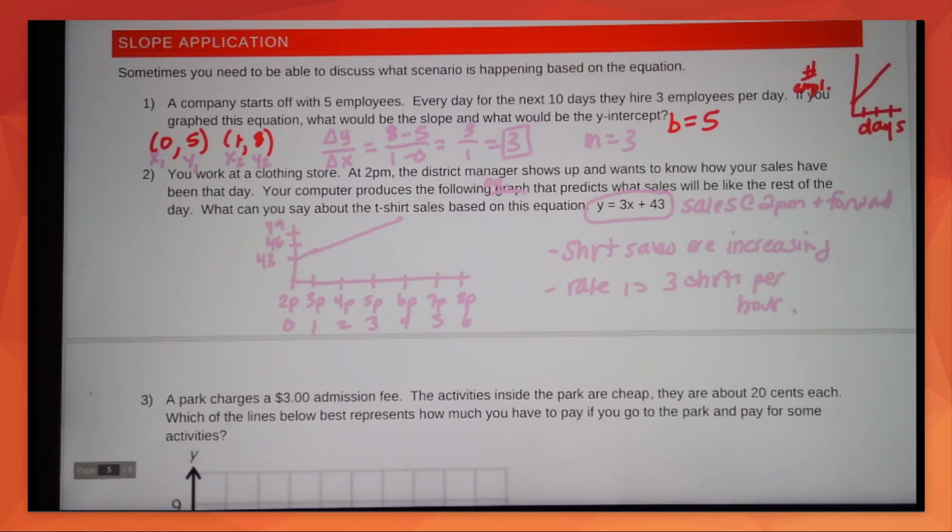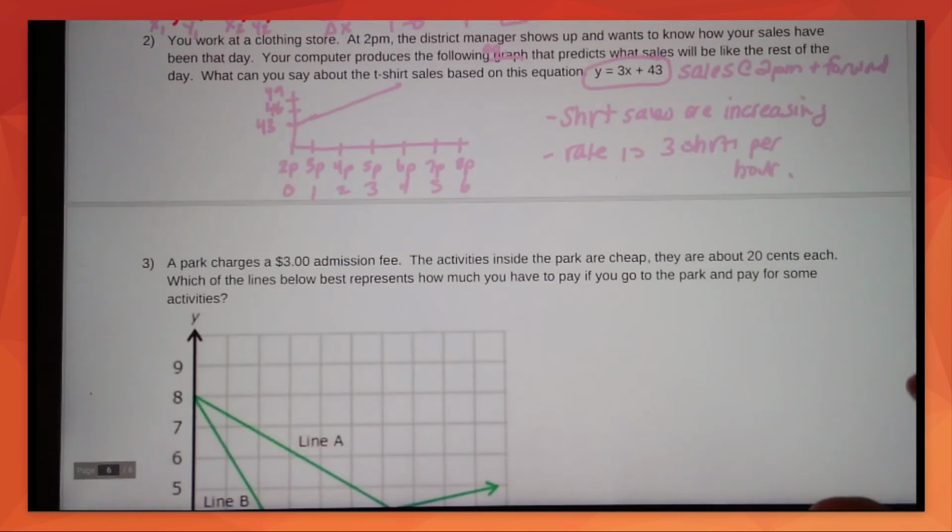And that's it. You need to be able to read a question and interpret algebraically what is happening. You might be given a graph, you might be given just the slope, you might be given the whole equation like we had here. You got to be able to interpret.